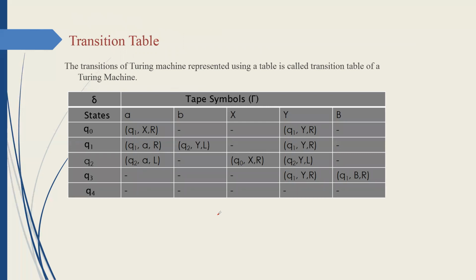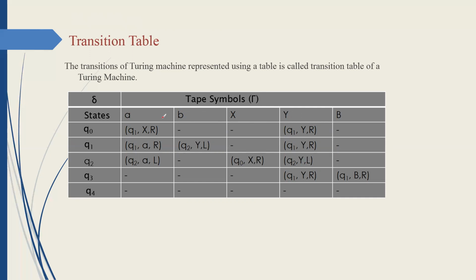We'll see how we represent it in a transition table. All the transitions of the Turing machine are represented by using the transition table. You can observe here, these represent the states, and this represents the tape symbols. We have A, B: after reading the symbol A, it will be replaced by X, and after reading the input symbol B, it will be replaced by Y. So if we observe this table, for each state Q there is a corresponding entry from the tape symbols tau.